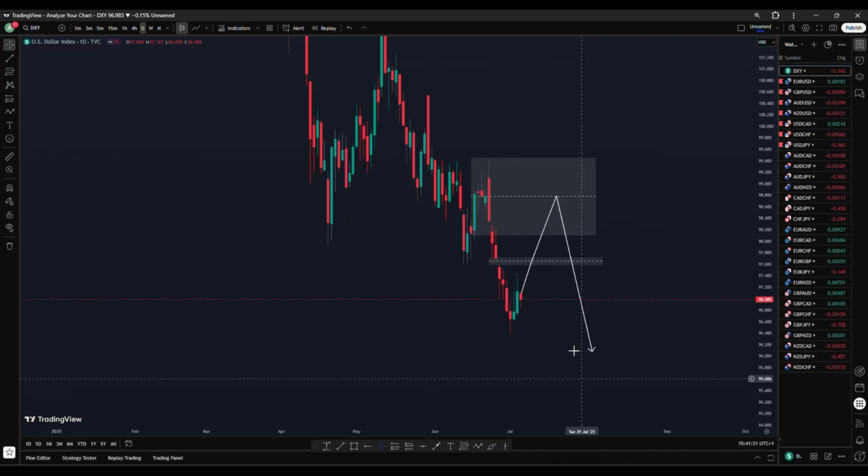Now, if you are going for lower prices, where will be our targets? Our first target will probably be this old low right here. Let me get my tool. So we have this low to be taken out.